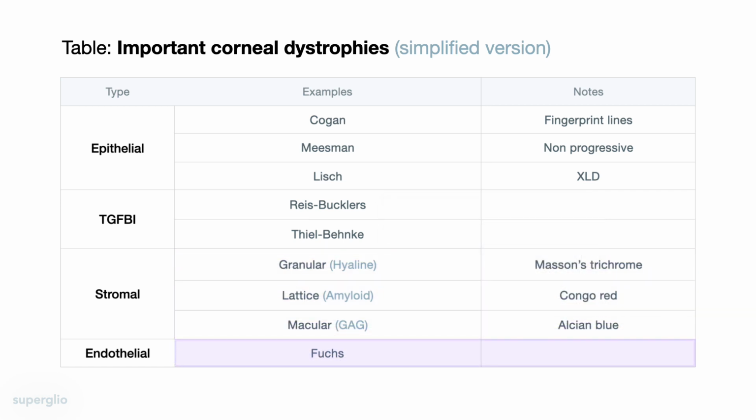And finally, Fuchs dystrophy. It is an endothelial dystrophy. So how do you remember this? This is how you remember it.